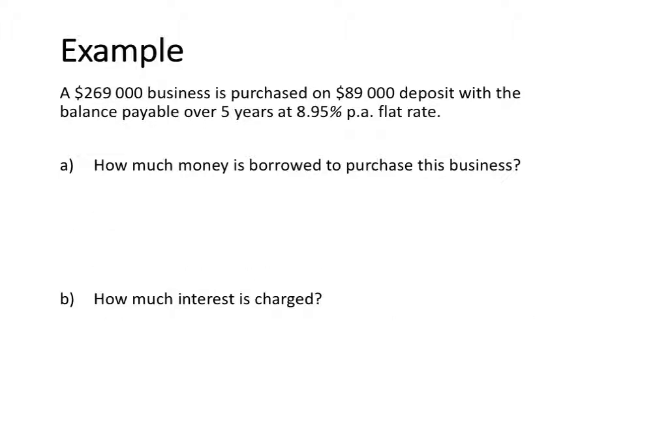So the first one is asking us how much money is borrowed to purchase the business. To do that, we need to know the original price of $269,000 and the deposit amount of $89,000. Because when you buy something and you pay a deposit, that comes off your loan amount. So the loan amount is going to be $269,000 subtract $89,000, which is going to equal $180,000. So $180,000 was borrowed to purchase the business.